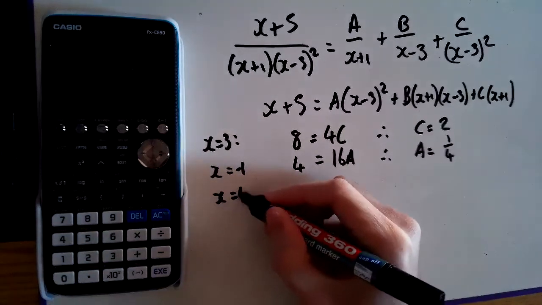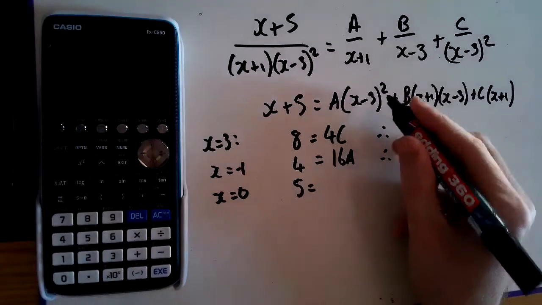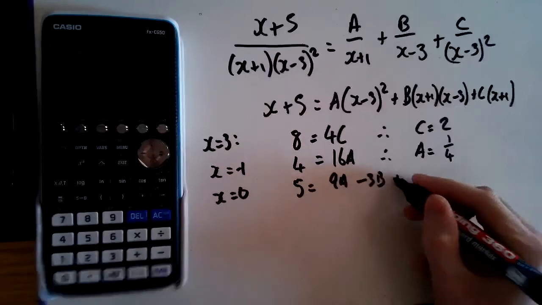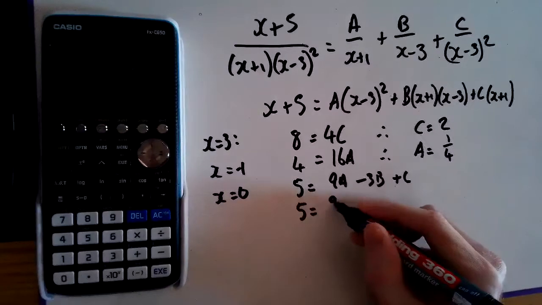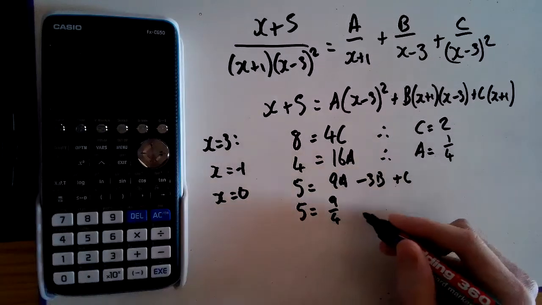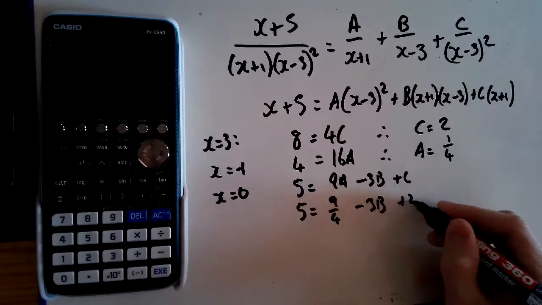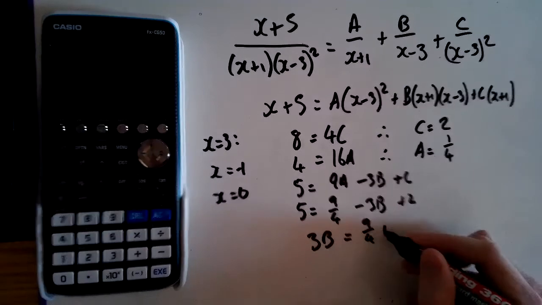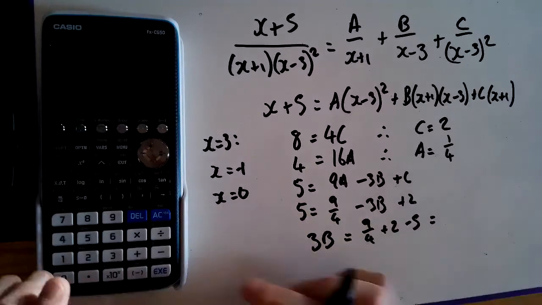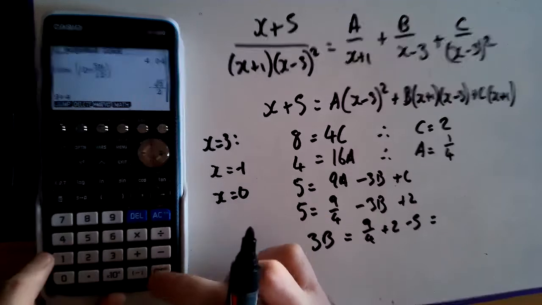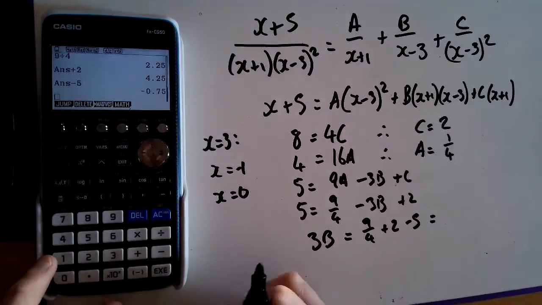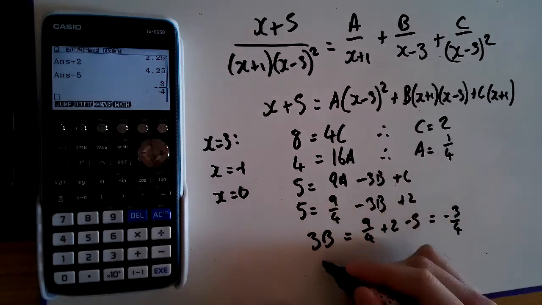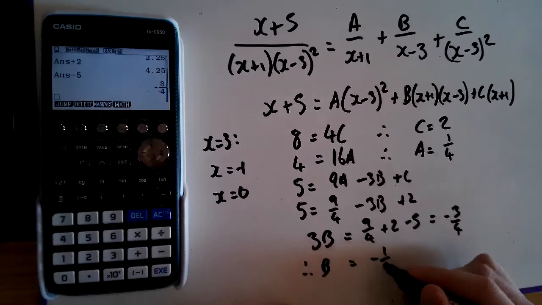And just pick a random number, so I'm going to pick 0. So 5 equals -3 squared, so 9a, -3b plus c. Well, that's 9 over 4, because a is a quarter, take away 3b plus 2. So 3b equals 9 over 4 plus 2, take away 5. So 9 divided by 4 plus 2, take away 5. So 3b is -3 over 4, so therefore b equals -1 over 4.